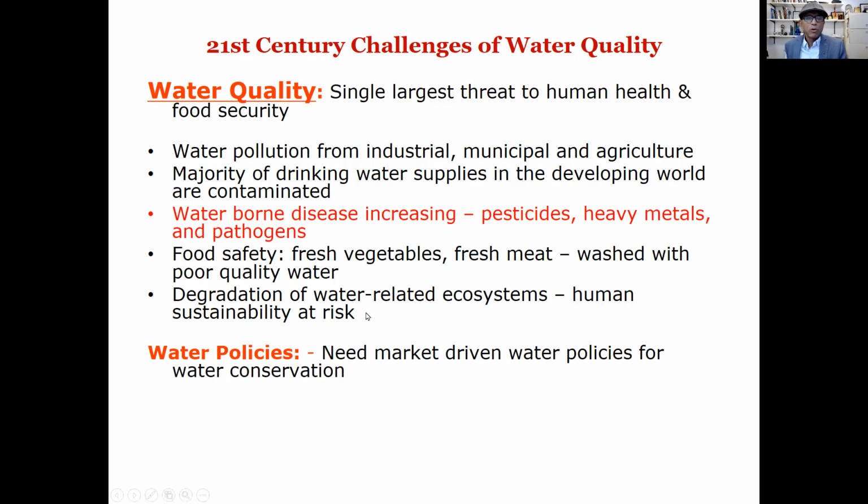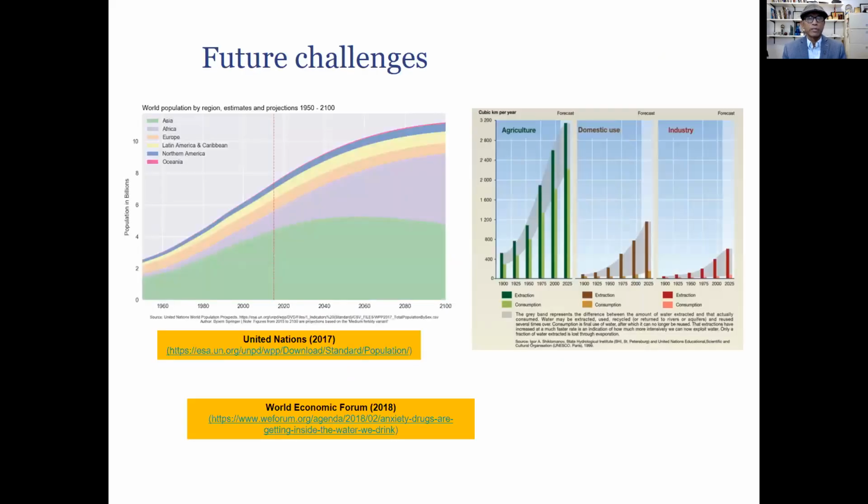We need policies, market-driven water policies for water conservation, so that we not only preserve our water, but also preserve the good quality water for future generations.